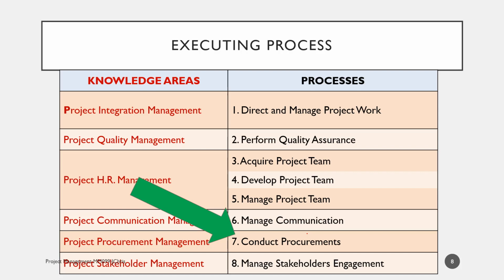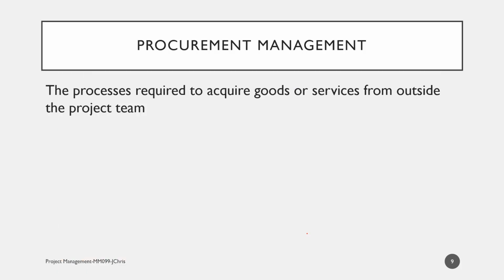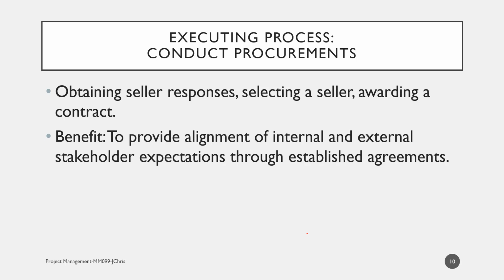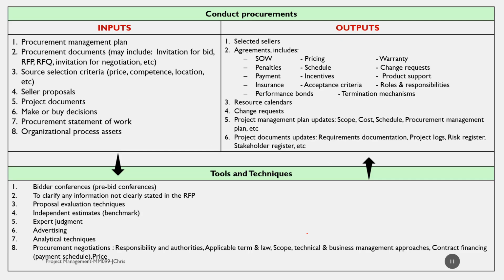The process itself is called conduct procurement for the executing process group. Procurement management is the process required to acquire goods or services from outside the project team. And conducting procurements means obtaining seller responses, selecting a seller, and awarding a contract, with the benefit of providing alignment of internal and external stakeholder expectations through established agreement, if we do this process according to plan.